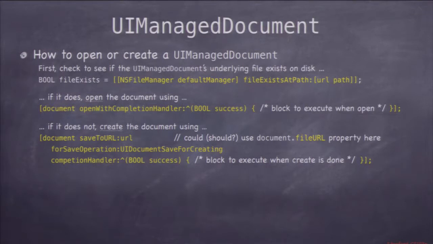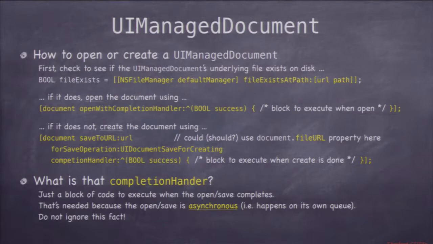Completion handler. Okay? What's that completion handler business all about? Why do these open and save and create, it says saveToURL, but really it's create at URL, why do they have this completion handler? Well, it's because these are asynchronous. These two methods, open and create, basically, are asynchronous. They don't happen immediately. When you ask the UIManagedDocument, please open this or please create this for me, it might take a little bit of time.